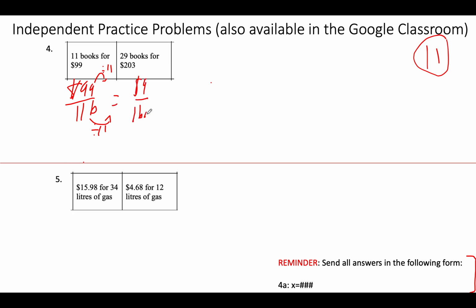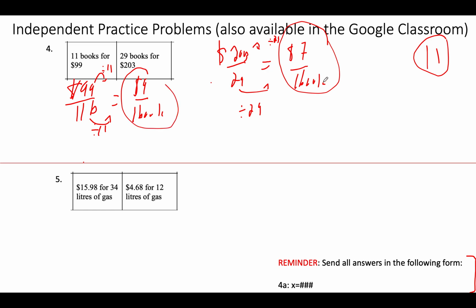And we'll see if that's a better deal than 29 books for $203. So we're going to set that up. That's going to be $203 for 29 books. We divide both sides by 29. That's going to give us $7 per one book. So it's going to be a better deal to buy one book for $7 than one book for $9. So this one's going to be our better deal here.